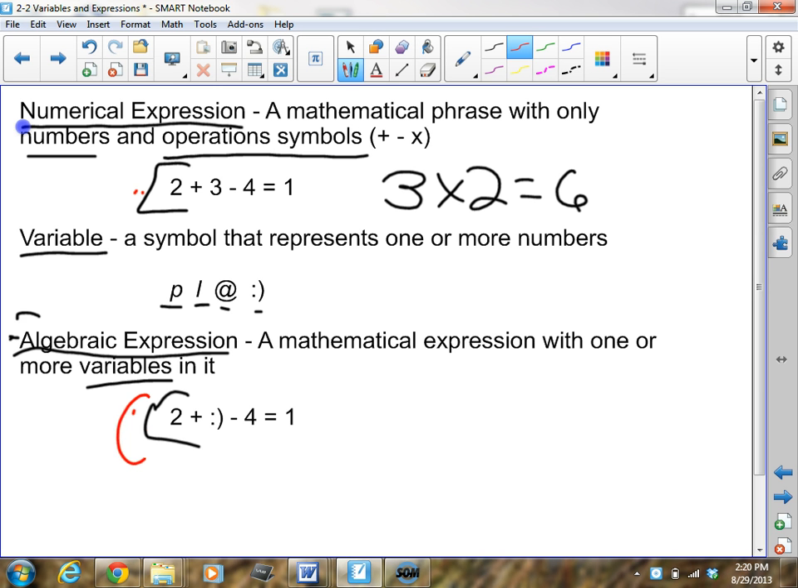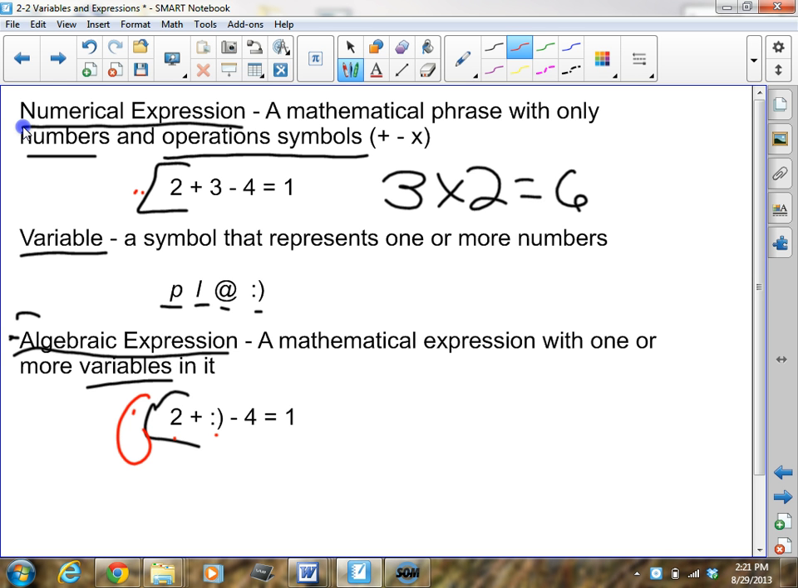That's on purpose. So this right here says 2 plus smiley face, that's my variable, minus 4 equals 1. That smiley face stands for, it represents a number, and so I would have to figure out what that smiley face stood for. And that's how I get my answer. So an algebraic expression is simply a mathematical expression with one or more variables in it.